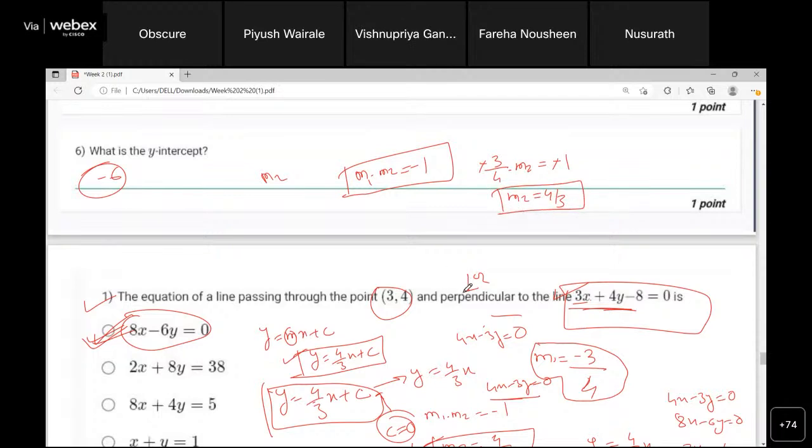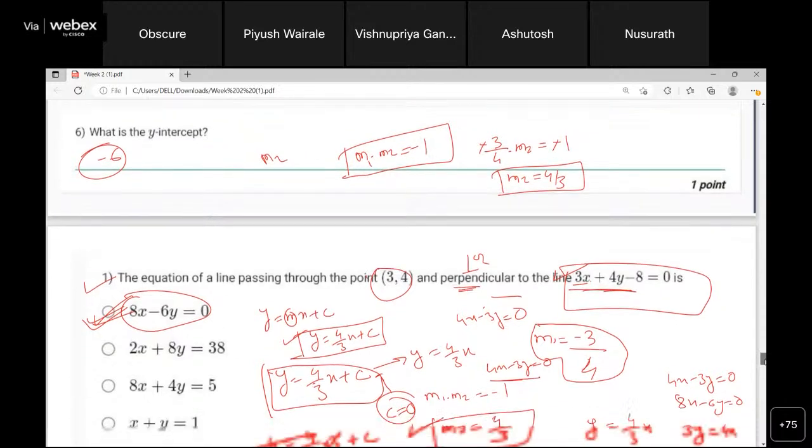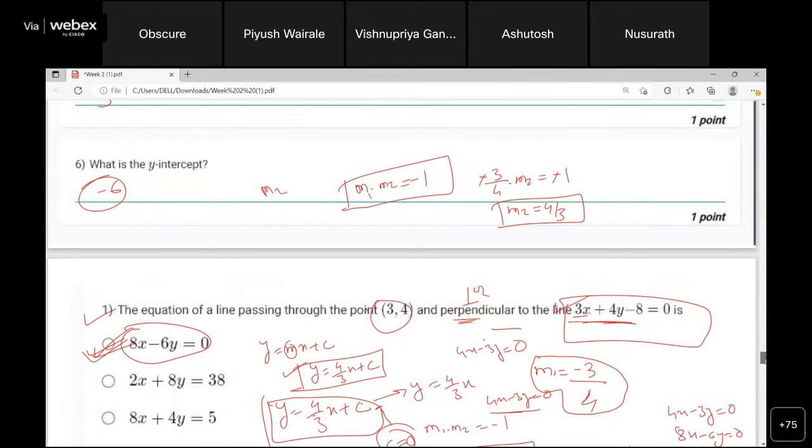Sir, m1 is minus 3 by 4, no? So the slope 4 by 3 is the slope of this particular line which is passing through this point and perpendicular to this, right? Okay, sir.